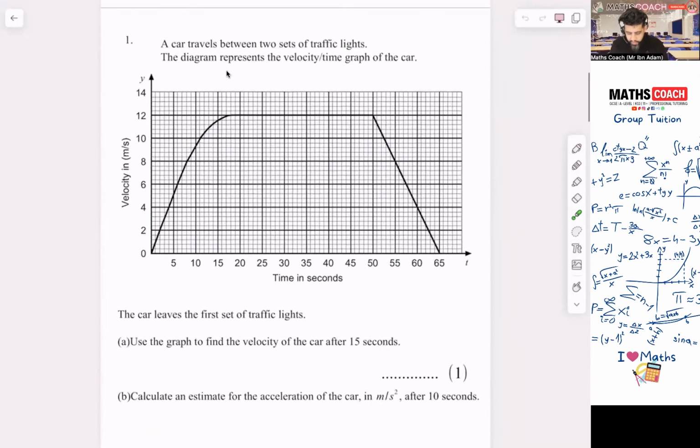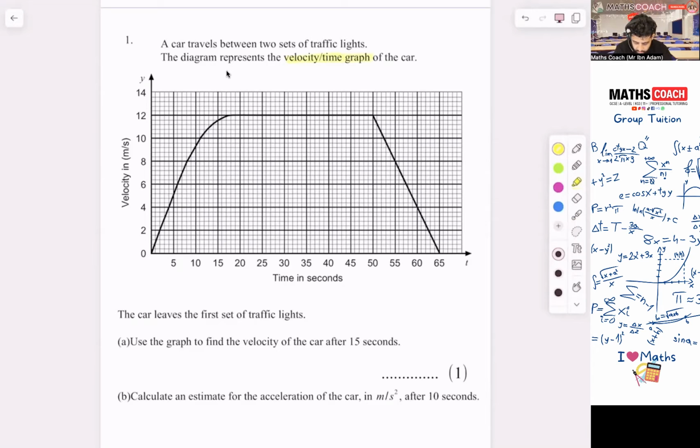All right, here's a question. A car travels between two sets of traffic lights. The diagram represents the velocity time graph of the car. Let's highlight that. This is a velocity time graph of the car.